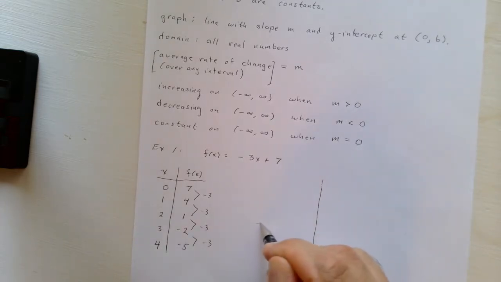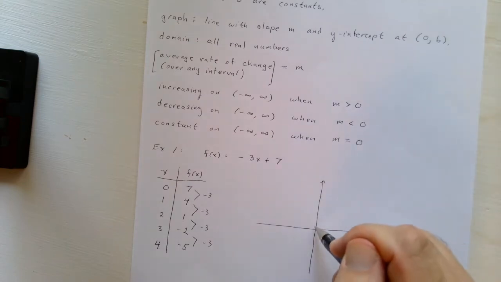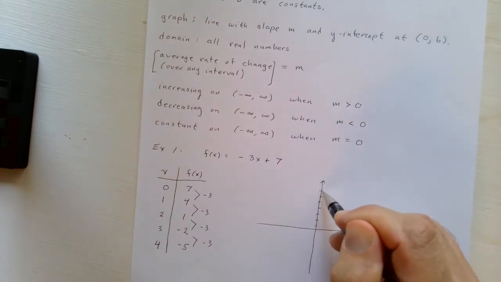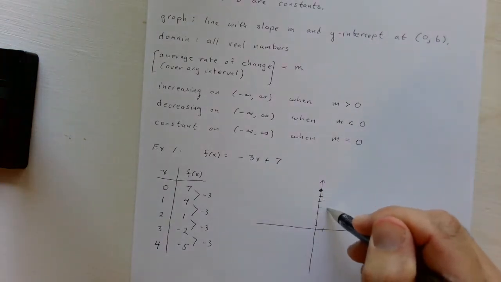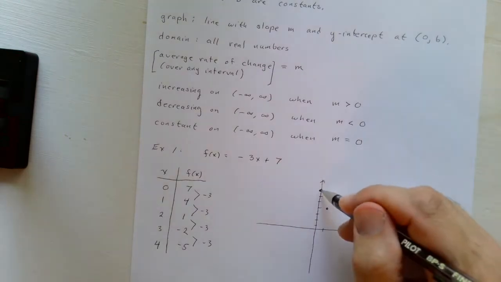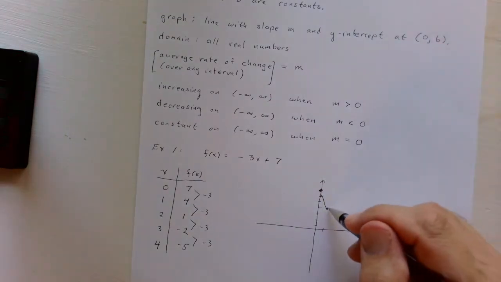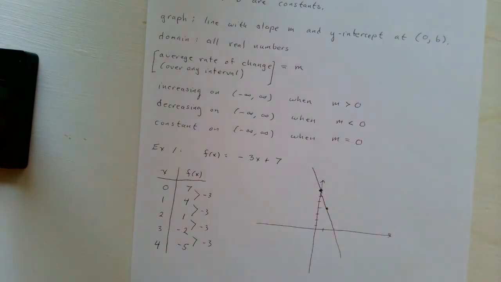We want to plot these. We can start with the y-intercept, which will be at 0, 7. And we could plot these points. For example, 1, 4 is up here. And we could continue this. But we can see that these 2 points are really all we need to determine the line. So we can just draw this line segment and then extend it down, and extend it up if you're good at drawing straight lines. Not too much there. So basically you just need 1 point and the slope.